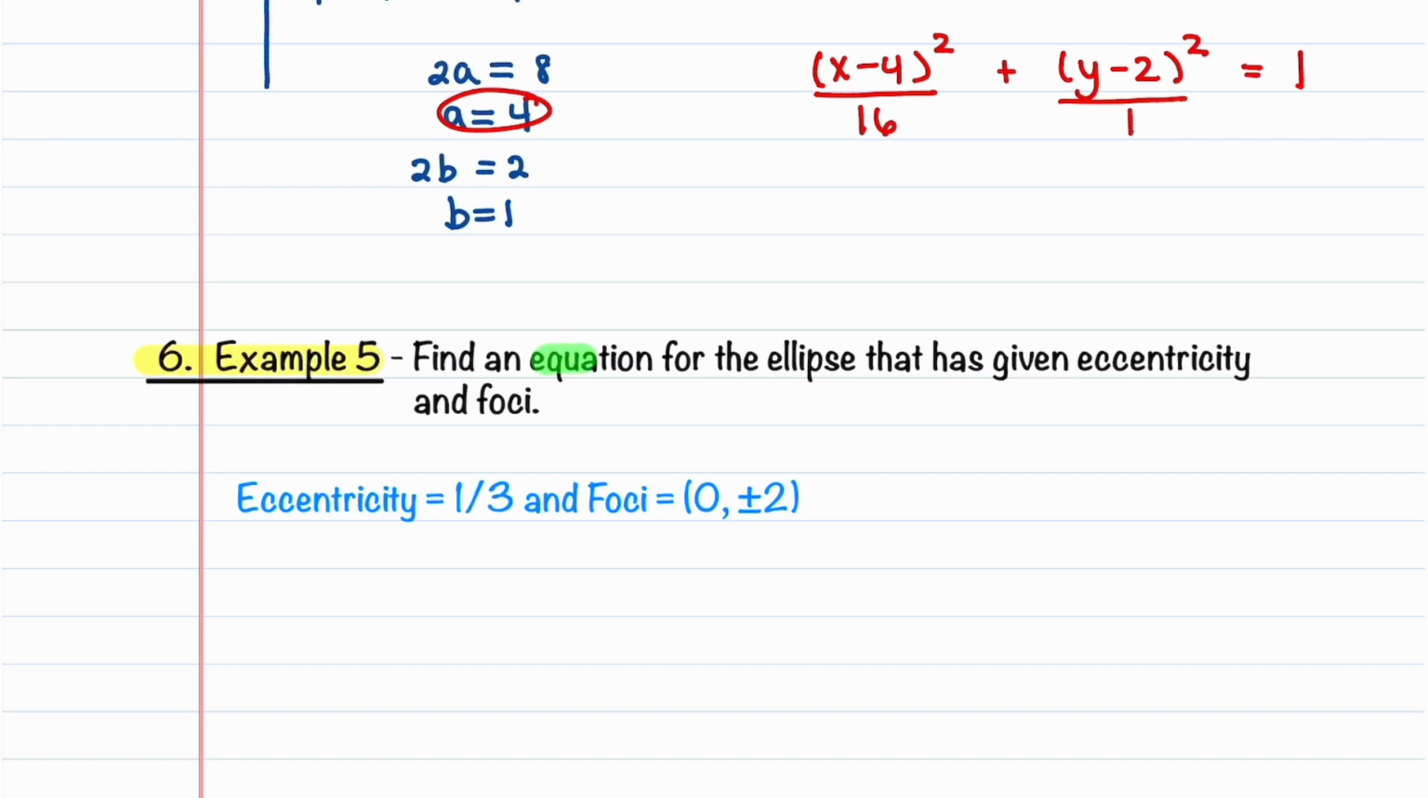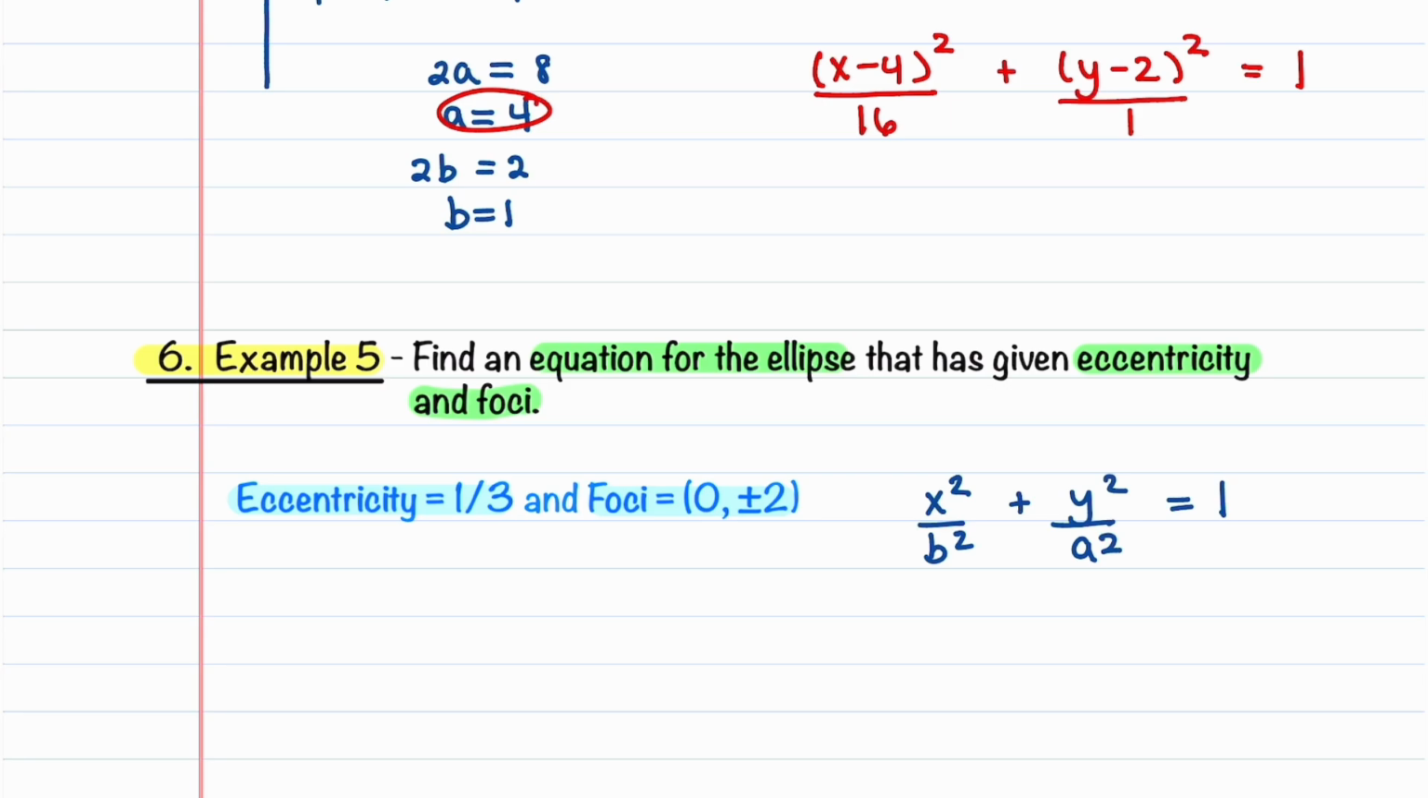We're again going to find the equation for an ellipse, and this time we are given the eccentricity and the foci. The eccentricity is 1 divided by 3, and the foci are located at (0, plus or minus 2). Because the y component of the foci changes, that means that our major axis is going to be vertical. So our equation is going to be x squared divided by b squared plus y squared divided by a squared is equal to 1. Now we need to find a and b.